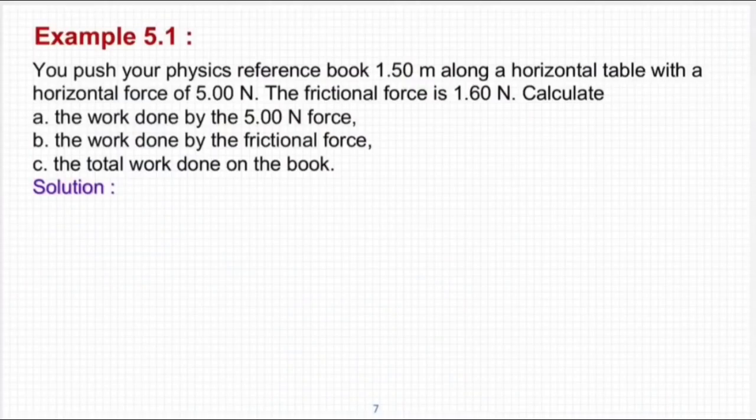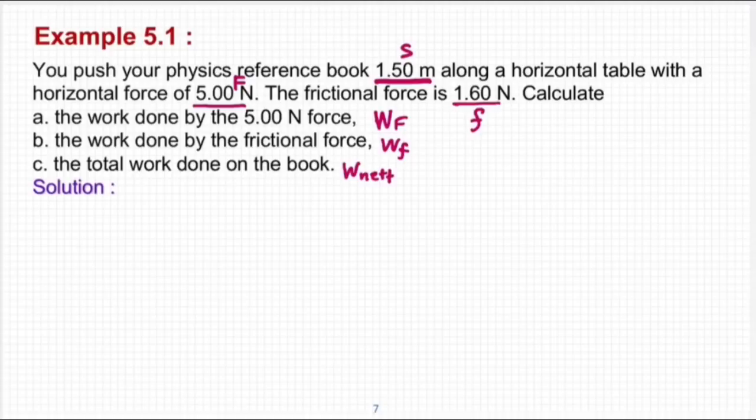We have a physics reference book which is pushed 1.5 meters along a horizontal table with a horizontal force of 5 Newton. So in this question, we are given the displacement and also the force. And we are also given the frictional force, which is 1.6 Newton. Okay, we are asked to calculate the work done by the 5 Newton force, and we can write this as WF. And then the work done by the frictional force as W lowercase f. And the total work done on the book is net work.